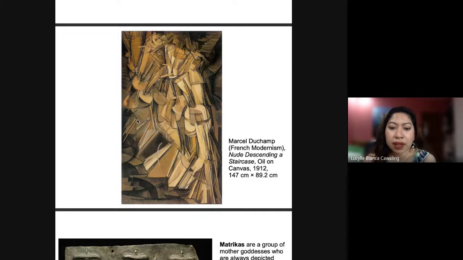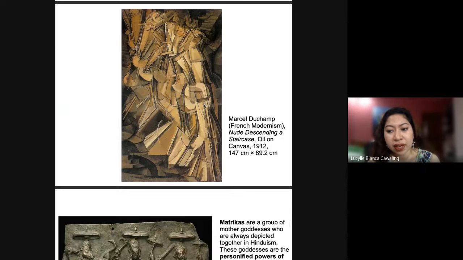So you have this by Marcel Duchamp. This is Nude Descending a Staircase. You could see how the figure is slowly walking downwards, but you could also see how there are similar strokes, and it creates a human uniformity of the design.